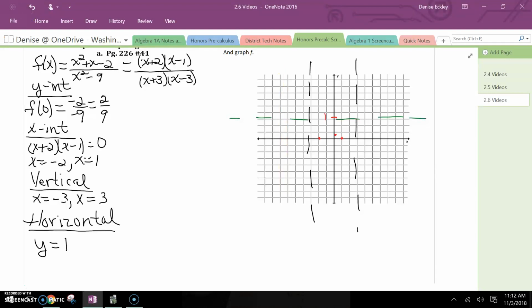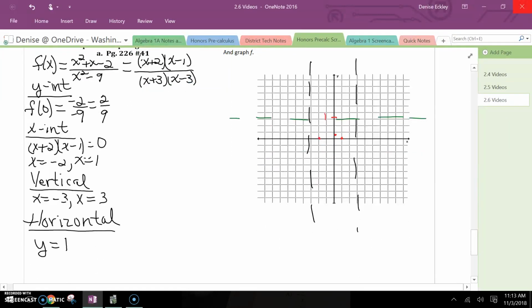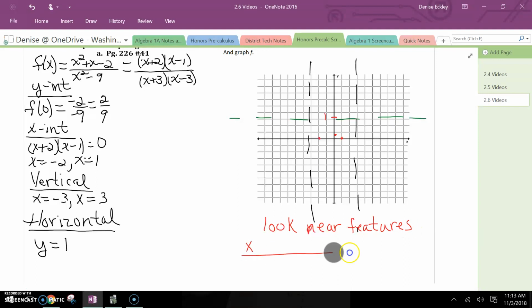So let's go ahead and make a table of values that are near the features of the graph. This table is near the features, and by features, I mean the intercepts and the asymptotes. So make a little table of values. What I want to do is look left and right of each of those.